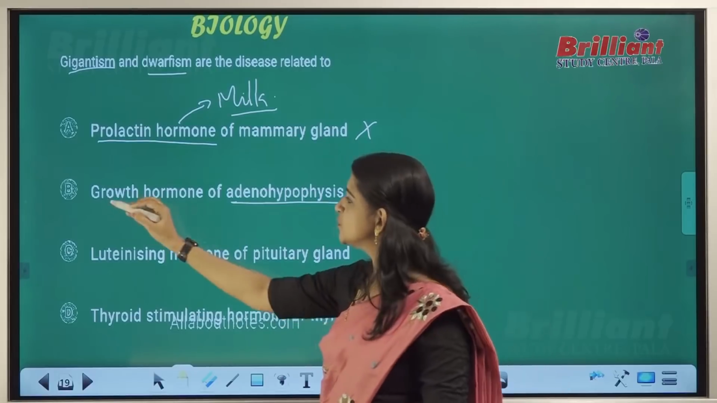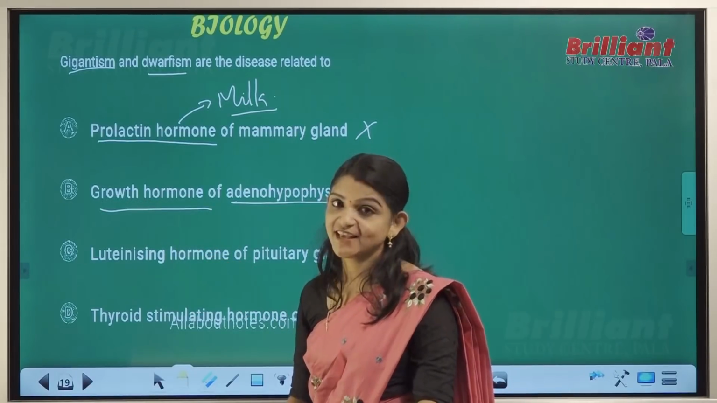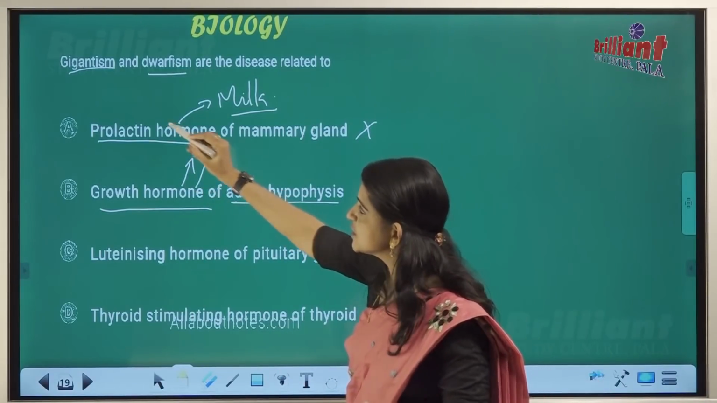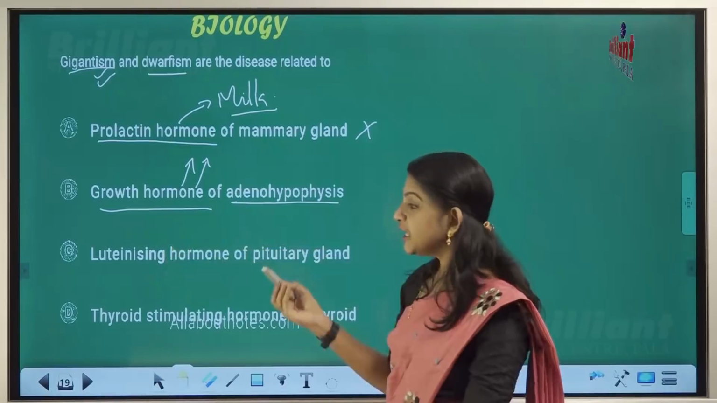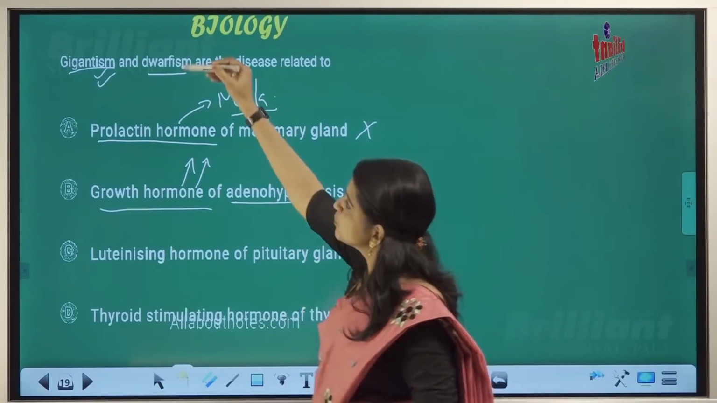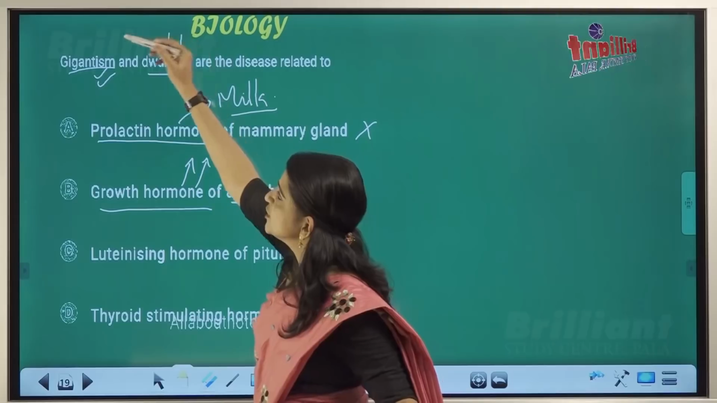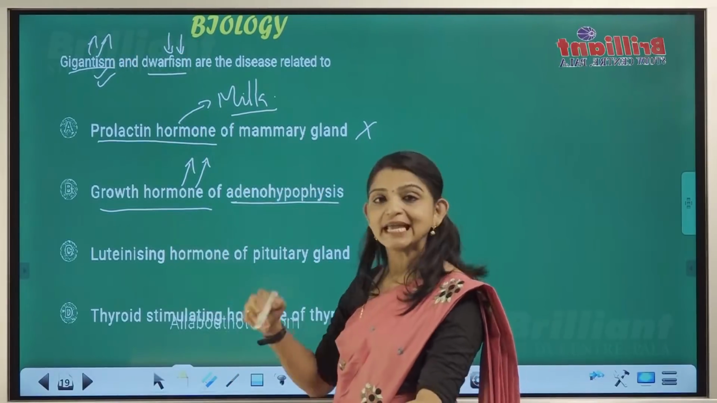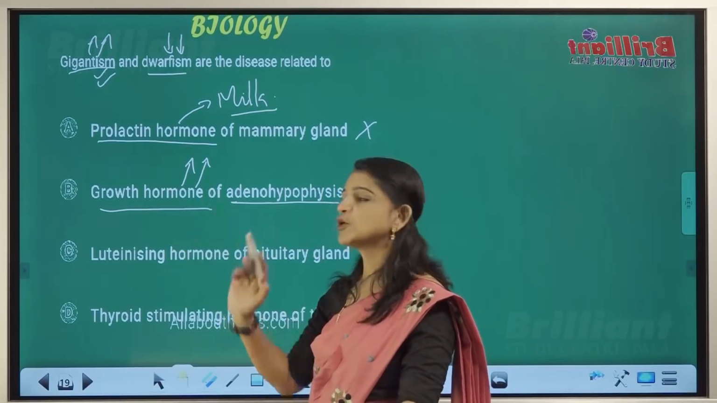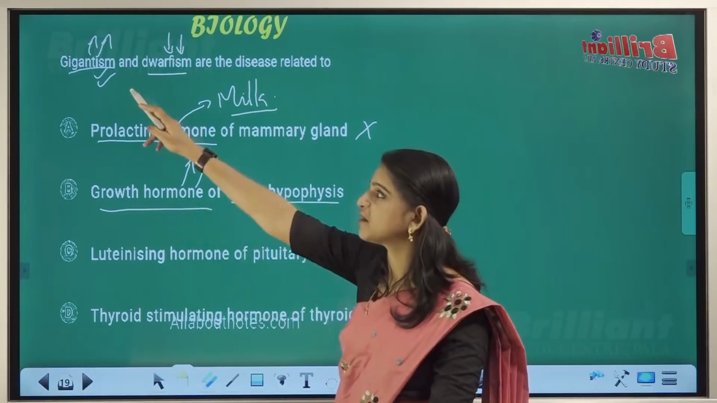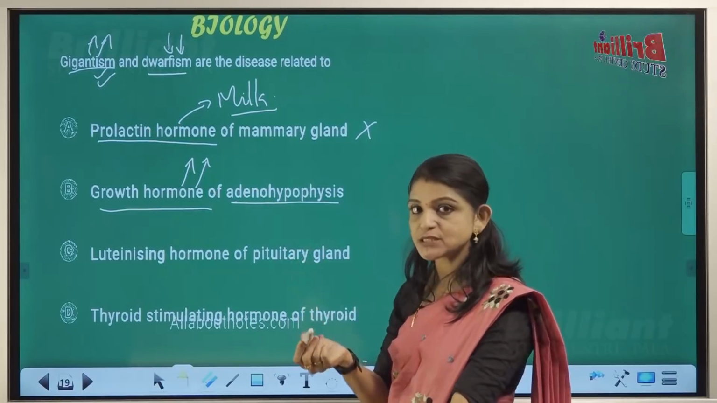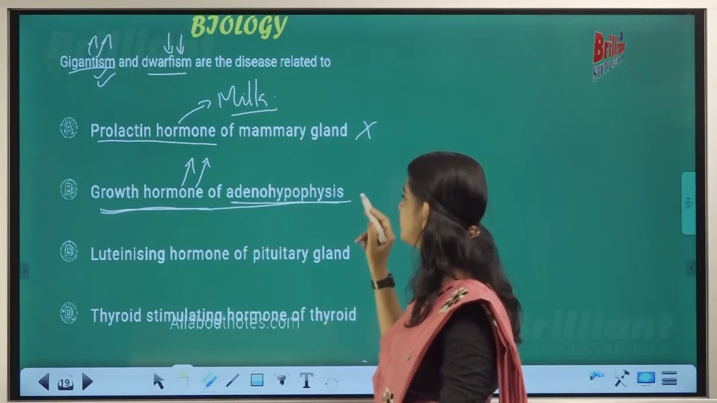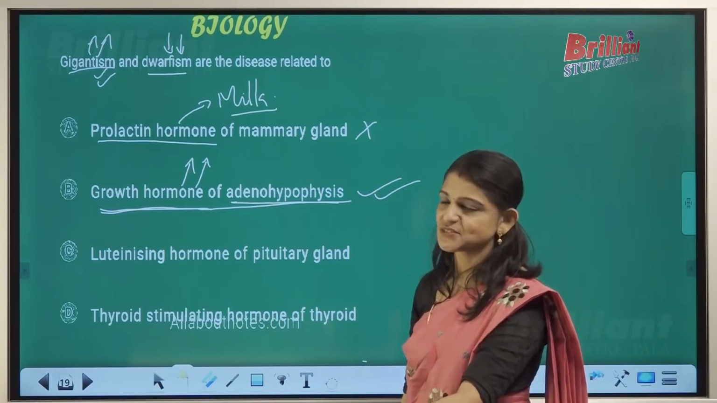Next one, growth hormone of adenohypophysis. Yes, if an excess amount of growth hormone is produced, the condition is called gigantism. If a decreased amount of growth hormone is produced, we can call it dwarfism. So, gigantism and dwarfism are caused due to the increased or decreased amount of growth hormone. If it is an increased amount, we call it gigantism. If it is produced in a very decreased amount, we call it dwarfism. So, growth hormone of adenohypophysis, that is the answer.